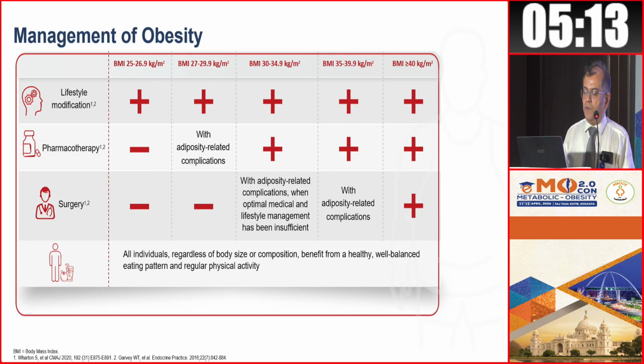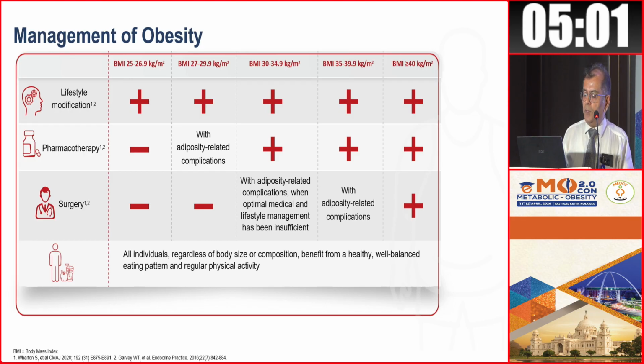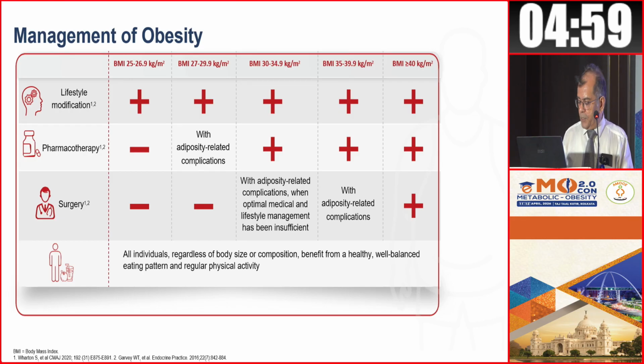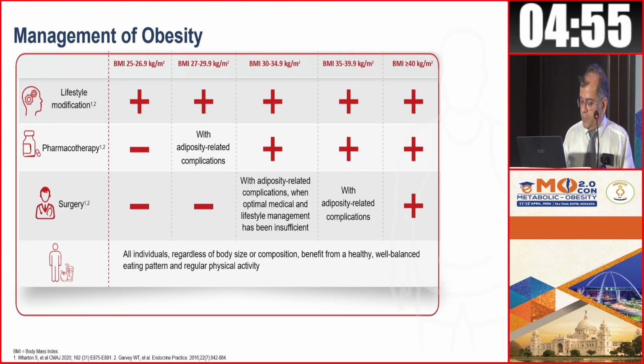Lifestyle is there in each and every stage. But pharmacotherapy basically starts when the BMI is more than 27, and surgery basically with adiposity-related complications at a BMI more than 30, and at a BMI more than 35 when there are adiposity-related complications. But however, there is a big gap between all these stages.